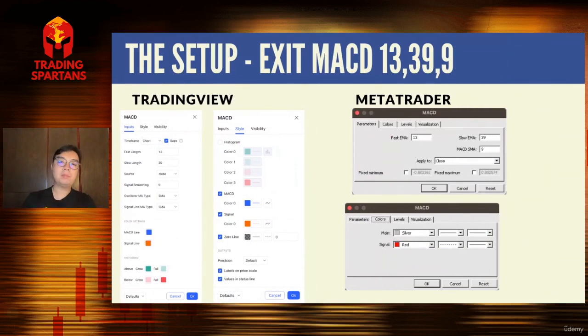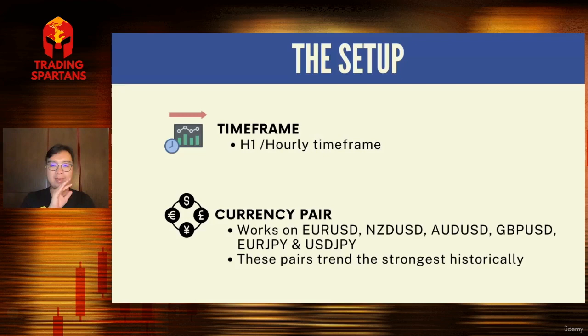So the setup, I only trade on the H1 chart for this specific strategy. The currency pairs that we trade are mostly the ones that trend the strongest. In actual fact, the pound dollar actually trends the strongest historically, but all these currency pairs work as well. What you realize is that most of them are the major currency pairs, and these are the pairs that usually show a lot of trending opportunity.